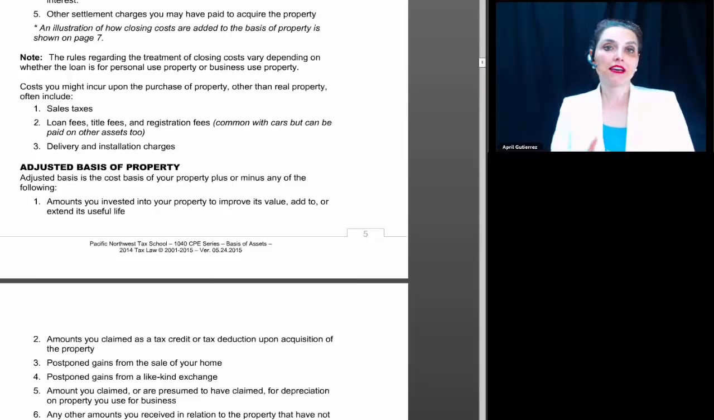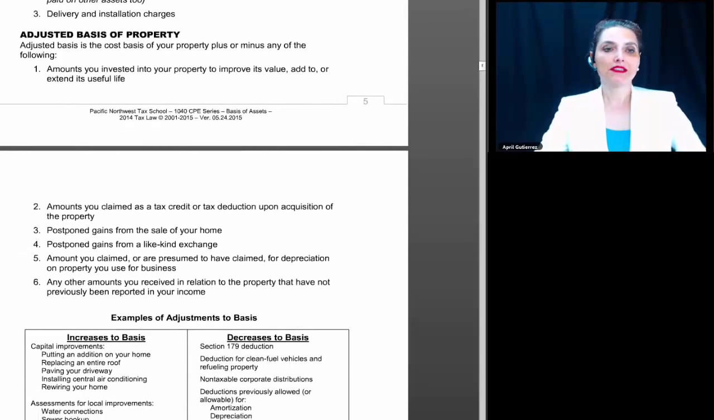So if I pay $1,000 of sales tax and $1,500 for delivery and installation, and I pay $20,000 for the appliance itself, I'm going to add those numbers together. And when I do, I get $22,500, and that becomes my basis in that asset. Whether I hold it for business use or personal use, that is my basis in the asset. But if I hold it for business use, I could begin to depreciate it once it's placed in service for business.